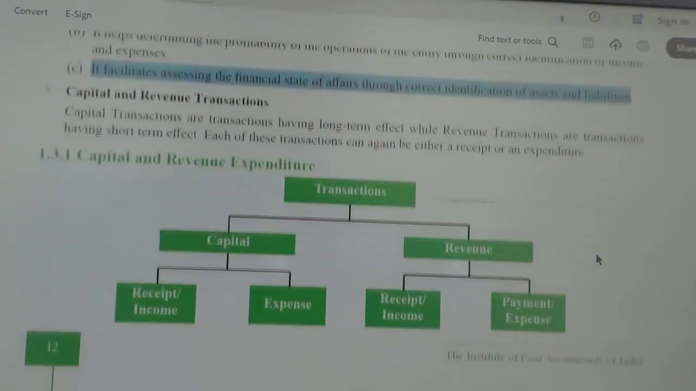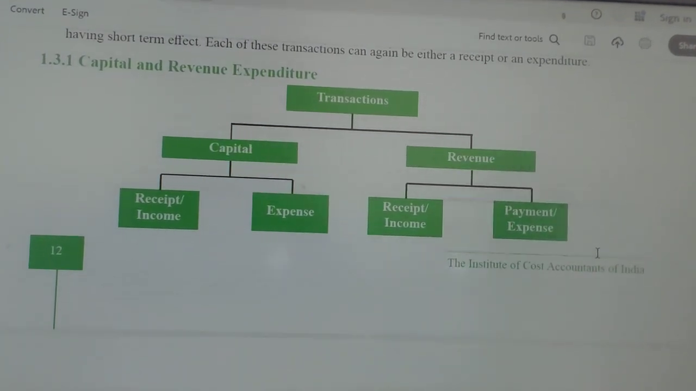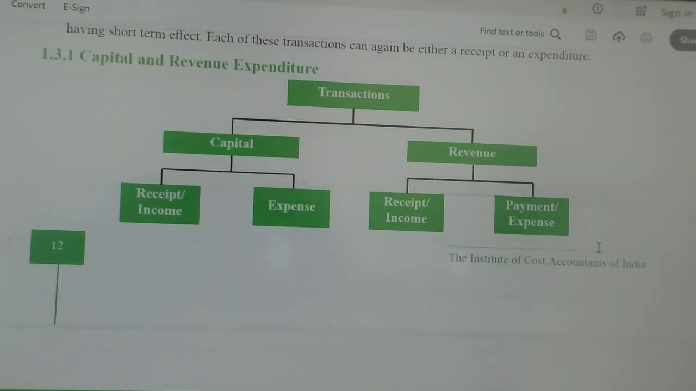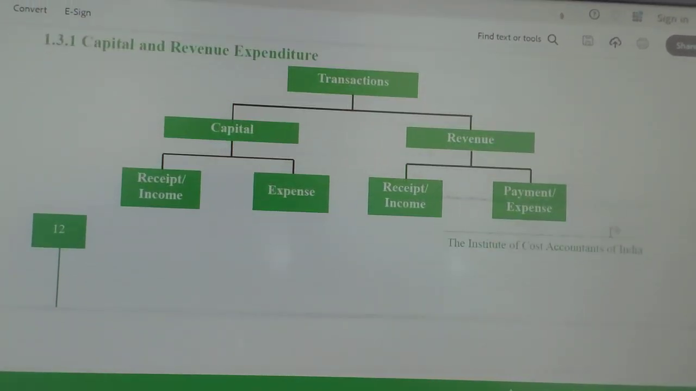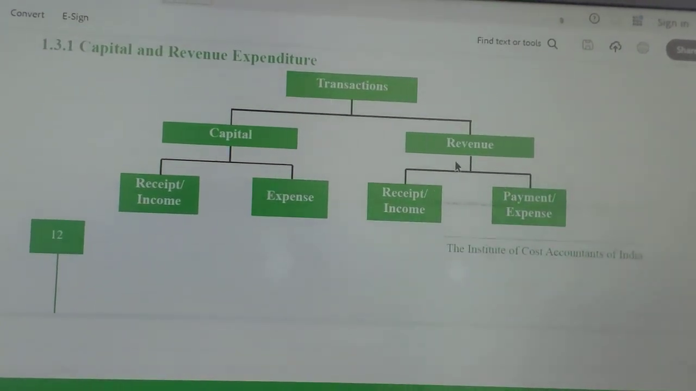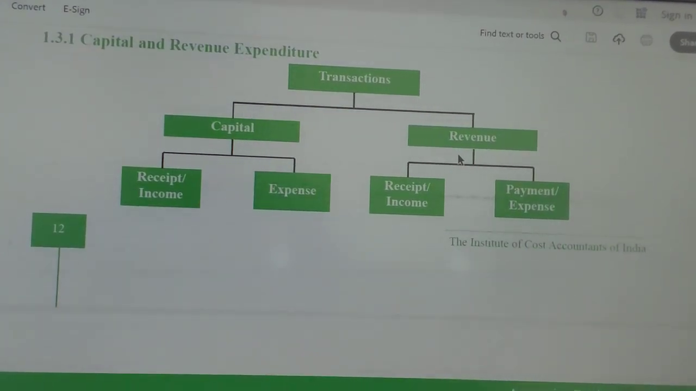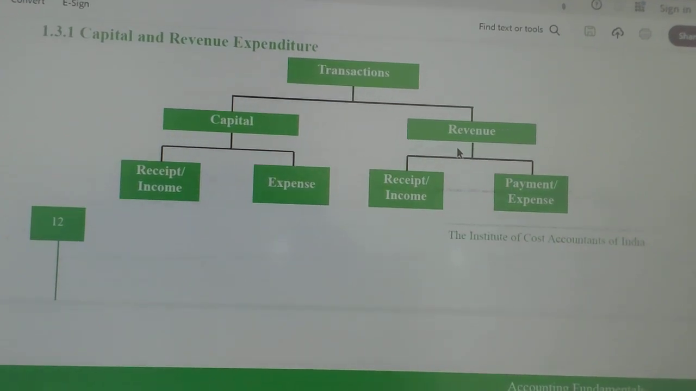Let's go to the types of transactions. Capital transactions are classified into two types: capital receipt and capital expenditure. Similarly, revenue transactions are also classified, as you can see in the slides: revenue income and revenue expenditure. We will learn the definition and concept of each topic one by one.